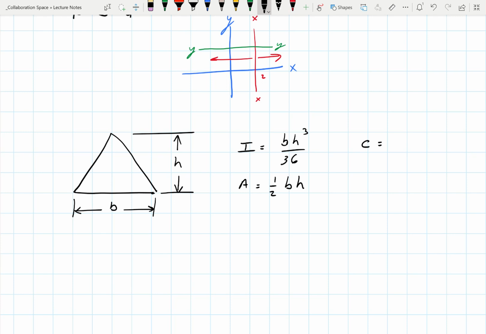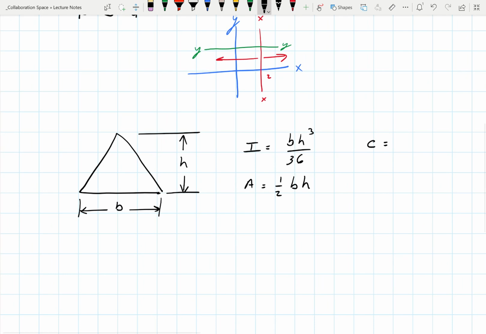Cool. All right, Centroid. This one's actually one you should know, but you may not remember. Where's the centroid on a triangle? From the bottom. Towards the bottom. Okay. Anybody remember what that one is?